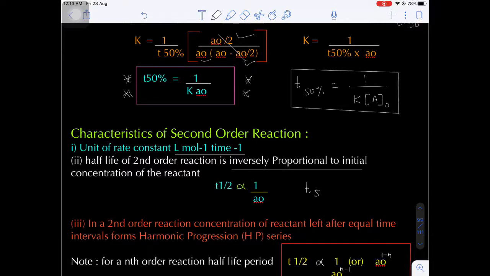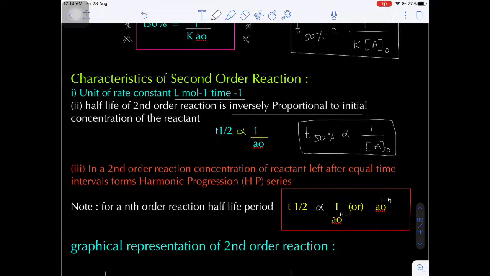That means T50 is inversely proportional to the initial concentration of the reactant, A0. Now one more point: in a second order reaction, the concentrations of a reactant left after equal intervals of time form a harmonic progression, that is an HP series. This is also very important.